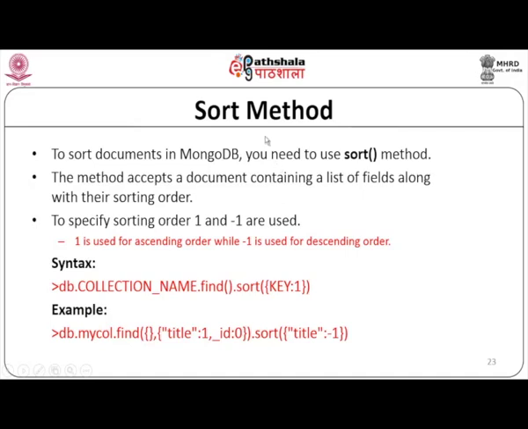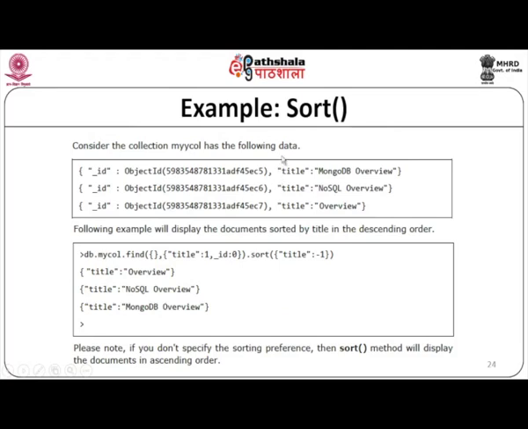So the general syntax for the sort method is db.collection.find.sort with the corresponding key value. Here the key value is set to 1 for displaying the documents in ascending order. Suppose you want to display the same list of documents in descending order, then the key value must be set to -1. For example, you have 3 documents. If I execute the sort command with the title key with a value -1, then I am going to display that in descending order. So here the titles will be sorted alphabetically and then listed in reverse order. So overview is the title that will come first, followed by NoSQL, and then followed by MongoDB.